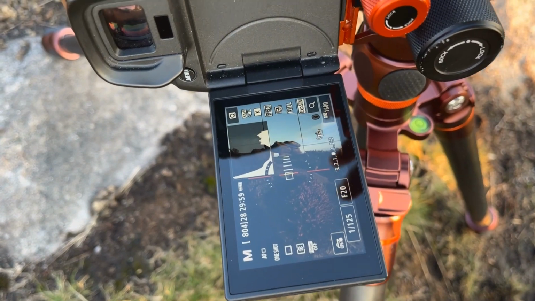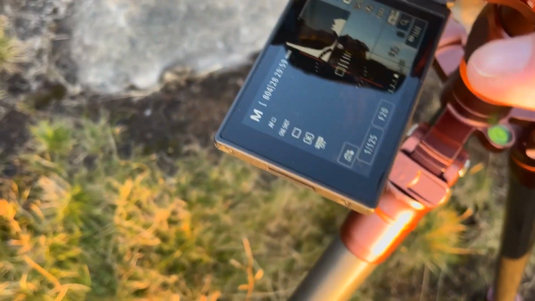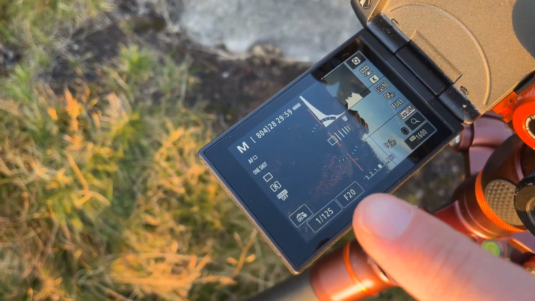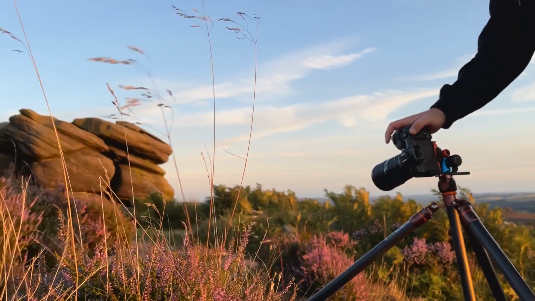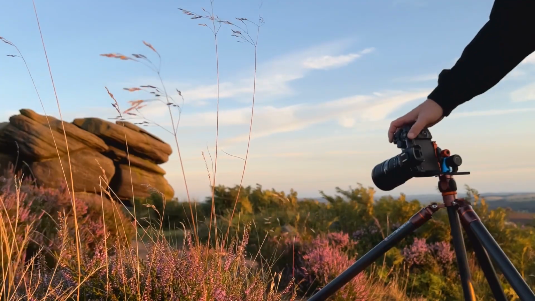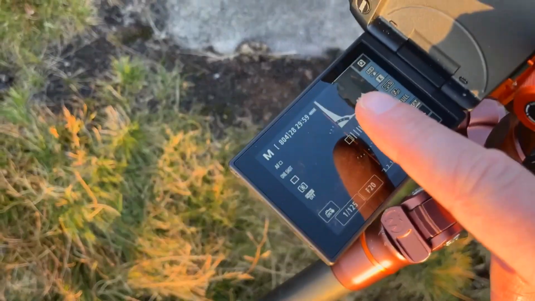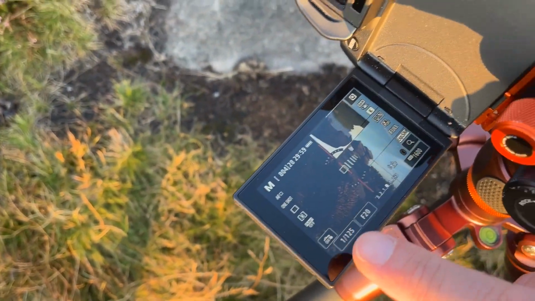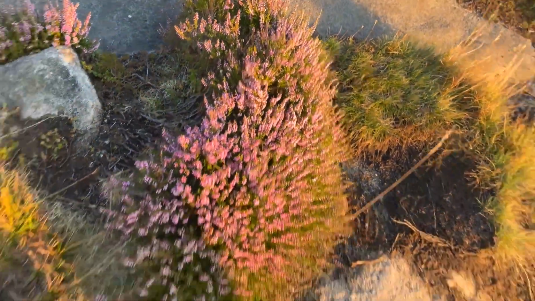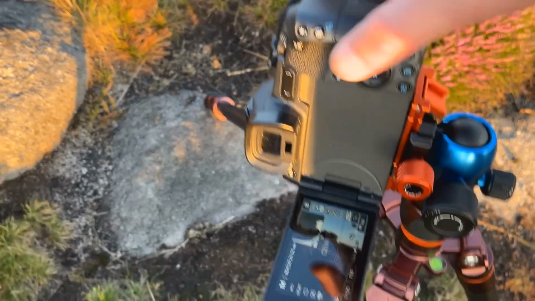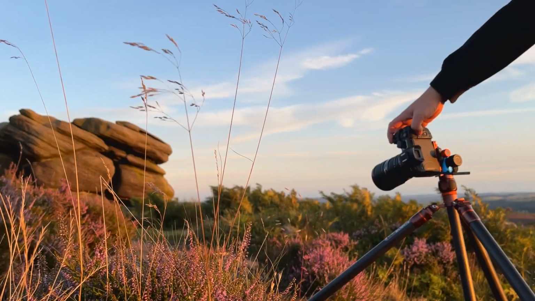I'm doing f20. I've not got time to focus stack, so I'm just going in at f20, and hopefully that's going to give me enough depth of field. But because I'm at 1/125th, I've also got to go up to ISO 1600 to protect my shadows. And the reason why I'm at 1/125th is because it's very windy and there's a lot of movement in the heather, and I'm hoping that at 1/125th I'm going to be able to negate that movement.